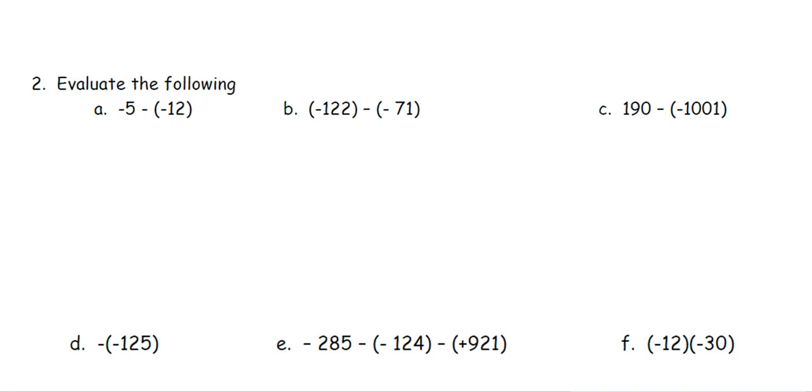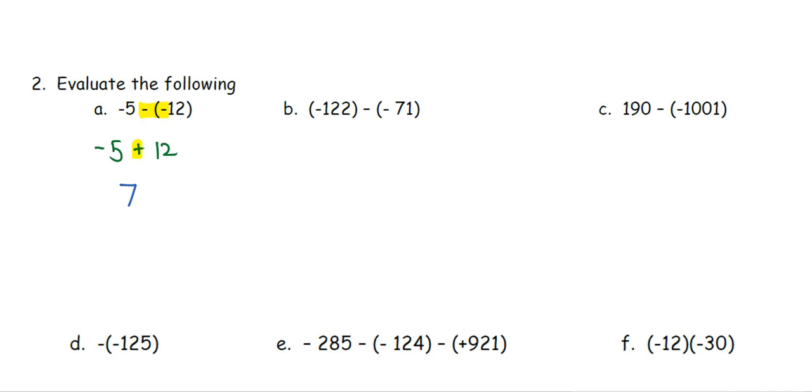I have -5 minus bracket -12 close bracket. Okay, so whenever you have one of these kinds of questions and you see negative signs next to each other, whenever you have two negative signs next to each other, they will combine and they will give you a positive. So this question now simplifies to -5 plus 12. And -5 plus 12 is going to be positive 7. Okay, and that's it for question 2A.